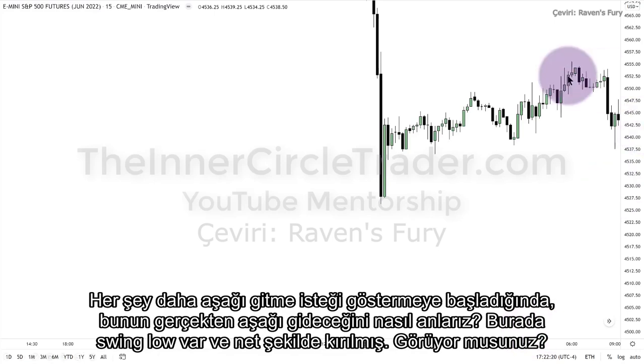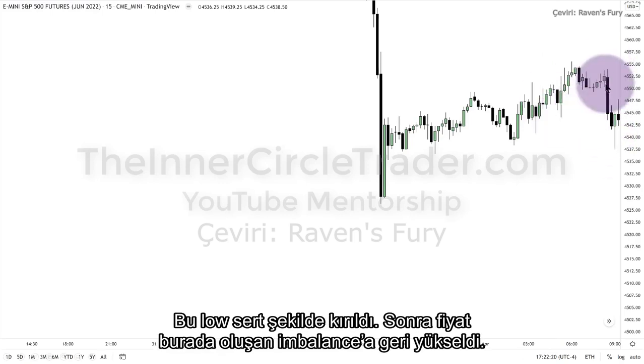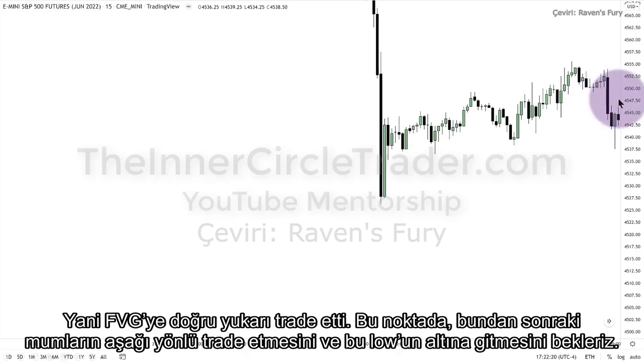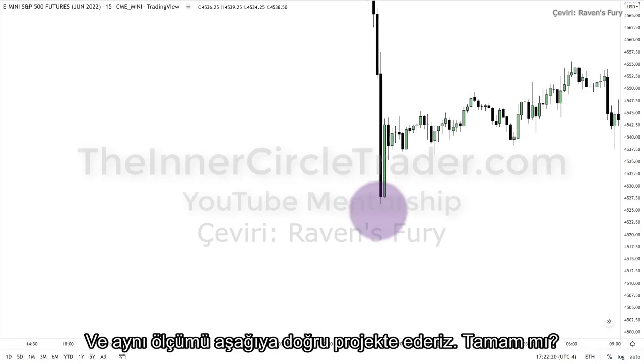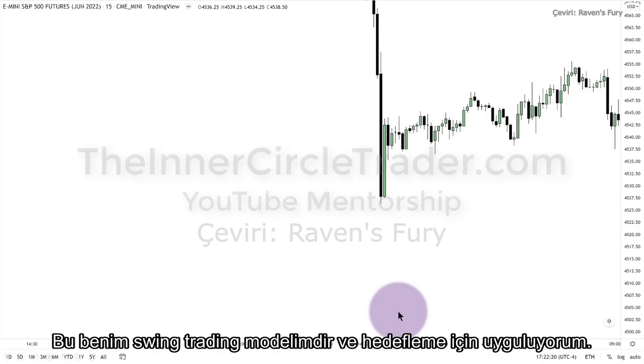When everything starts to show a willingness to want to go lower, how do we know it's going to go lower? Well, we have the swing low here, decisively broken. See that? This low, broken hard. Then we trade back up into the imbalance here, the fair value gap. At this point, we anticipate the new forming candles to trade lower and trade below this low. And if it does go below this low, we're looking at that low as a fulcrum point, measuring this high down to that low, that same measurement of distance, and we expect that projected lower. So this is my swing trading model, and I'm applying it to targeting.